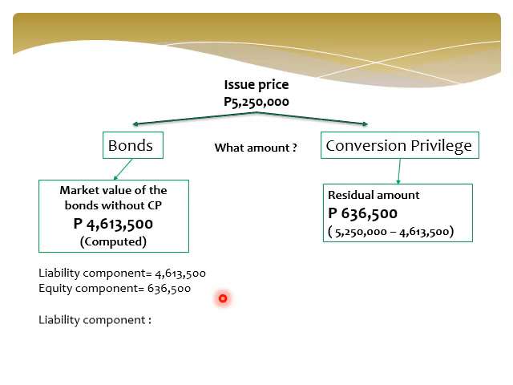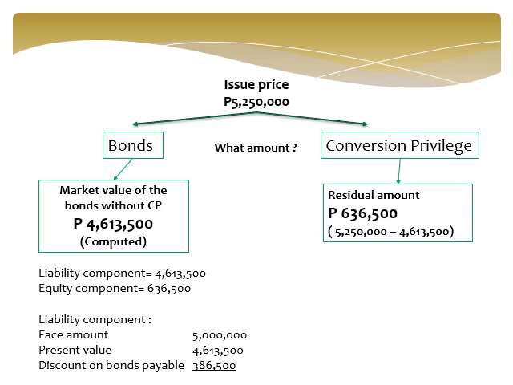And then, for the liability component, let us compute the premium or discount on bonds payable. So we have face amount of 5 million. We have present value of 4,613,500. So therefore, pa-discount sa entity. Discount on bonds payable of 386,500 pesos.